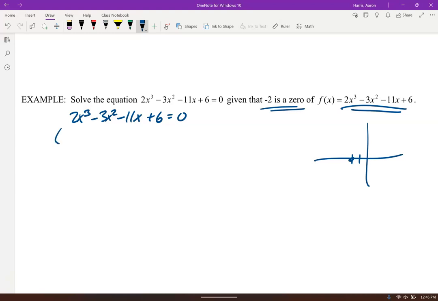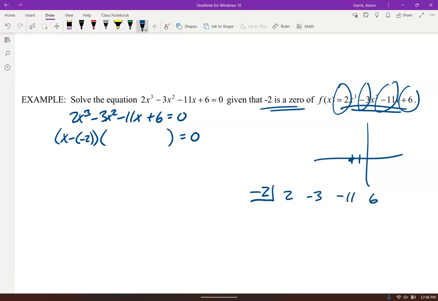Well, if -2 is a 0, then x minus -2 would be a factor. And I can go ahead and do the division now. So -2, that's my c, x minus c. And now I'm taking these leading coefficients: 2, -3, -11, make sure it goes down by a degree, and 6. And I should have a remainder of 0 because they told me -2 is a 0. Drop it down. 2 times -2, -3 minus 4. -7 times -2, -11 plus 14. 3 times -2, 6 minus 6, 0. There it is.